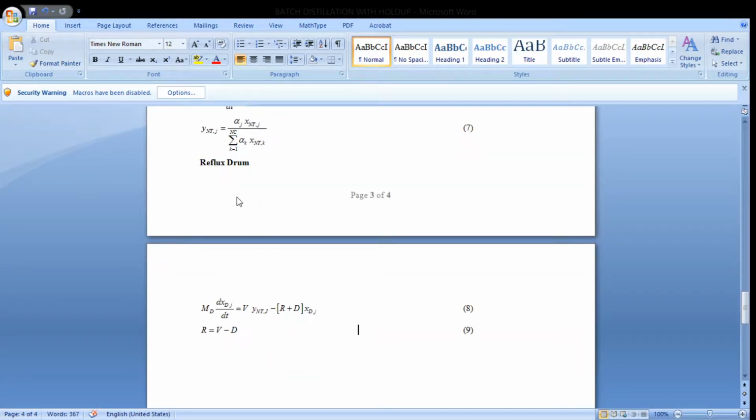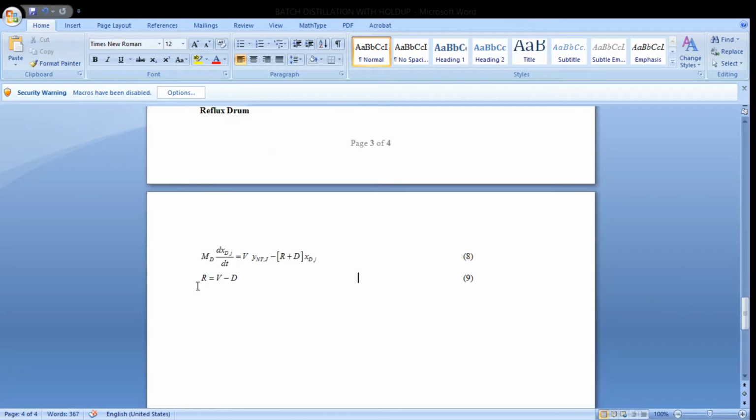For the reflux drum, you withdraw the distillate from there. The vapor comes here and gets condensed, so R plus D is withdrawn here, and this is the total rate, R equal to V minus D. So the reflux is vapor minus distillate only.